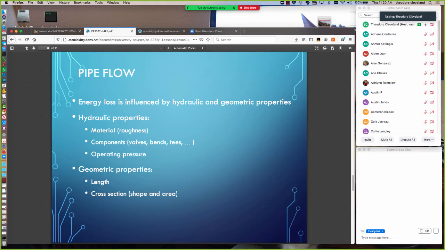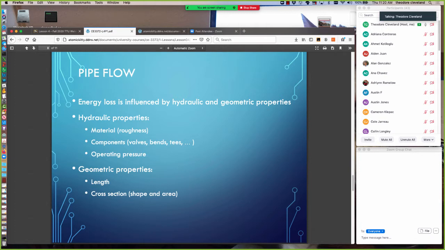Any intervening components such as valves, bends, T's, and other fittings between points 1 and 2, and oddly enough, the overall operating pressure, or operating head, if you will. The geometric properties that affect the loss behavior are how long it is.